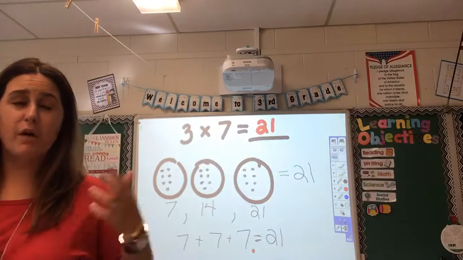You can do this for each problem. You don't have to do all 3 strategies. I just want you to pick one. So maybe one time you draw a picture, one time you skip count, then the next time you do repeated addition. That is up to you.